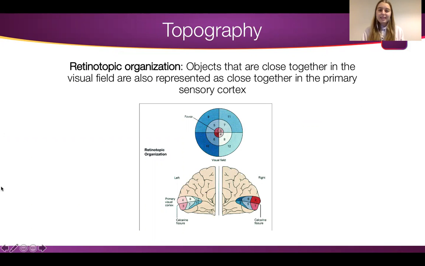And what that means is that the V1 is organized using retinotopic organization, and that means the objects that are closer together in the visual field are also closer together in the primary visual cortex. As you can see, this is an example of the visual field. For example, number 9 and number 10 are close to each other in the visual field, and they're also close to each other in the brain. And that's the same for all the other numbers as well.